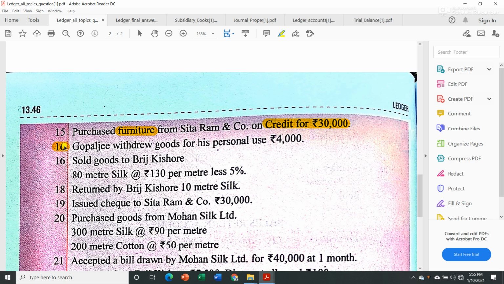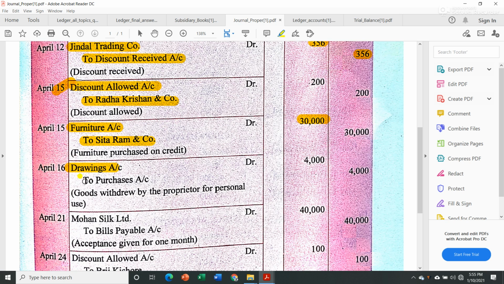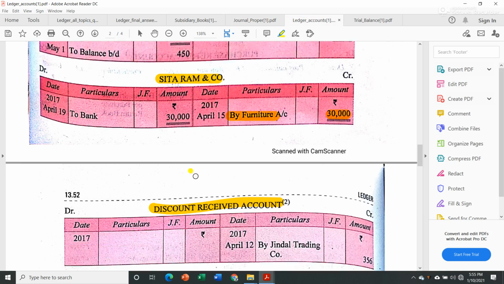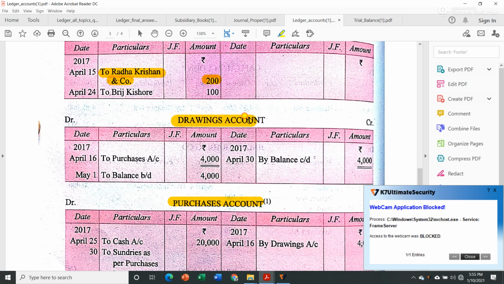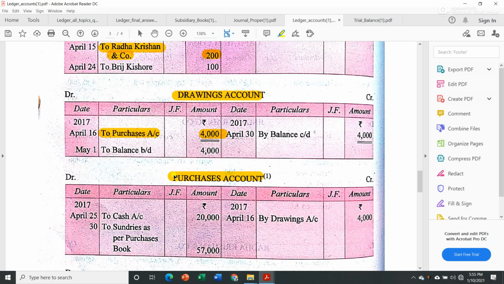Now let us see the next transaction. On 16 April, Gopalji withdrew goods for his personal use. For that also we cannot write it in cash book, we have to write in journal proper. So the transaction is drawings account debit to purchases account. Now let us see, do we have drawings account in our ledger? No, so we will make one drawings account, and here we will write to purchases account 4,000. Then next is purchases account. Do we have purchases account? Yes, purchases account, and here we will write by drawings rupees 4,000.